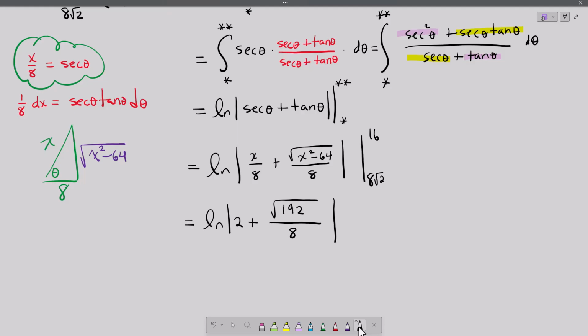Okay. And then minus natural log, we'll plug in our 8 root 2, so we'll end up with a square root of 2 plus. When we put that in there, we multiply that together, we're going to get 64 times 2, which is 128. 128 minus 64 is 64. Square root of 64 is 8. 8 over 8 is 1, I think. So double check that when you plug that in, you get 1.